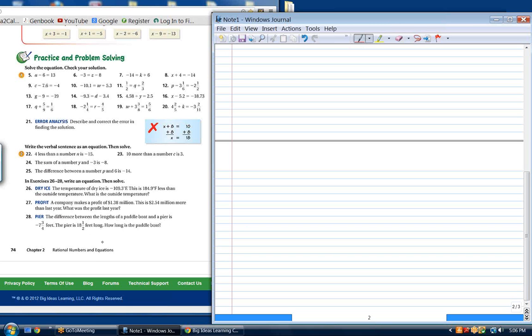Okay, pier. The difference between the length of a paddle boat and a pier is negative 7 3/4 feet. The pier is 18.5 feet long. How long is the paddle boat?